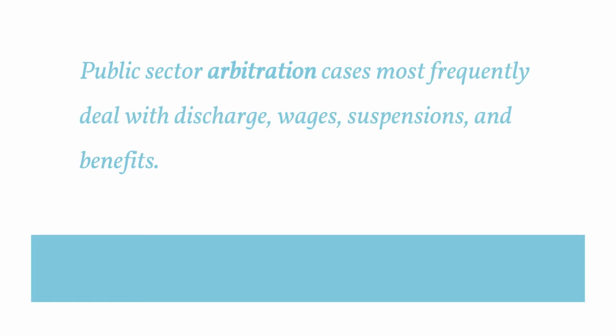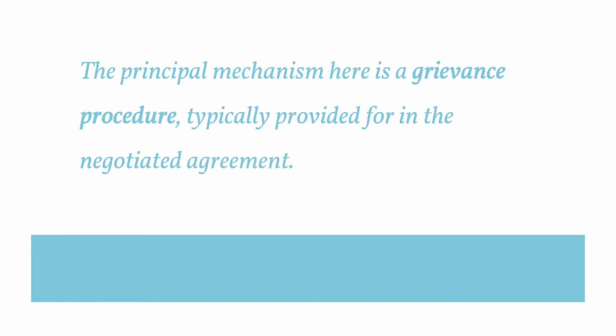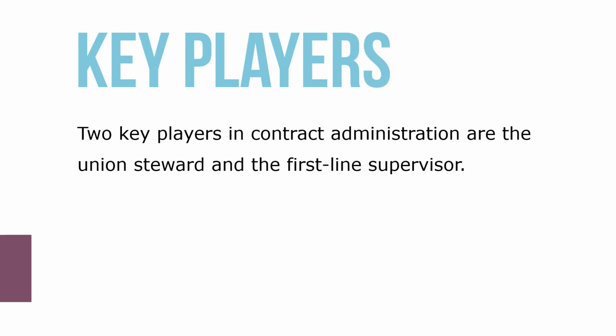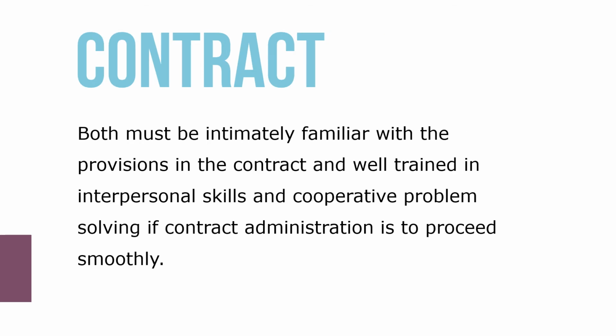Public sector arbitration cases most frequently deal with discharge, wages, suspensions, and benefits. The principal mechanism here is a grievance procedure typically provided in the negotiated agreement. Grievance procedures lay out the available steps or levels to resolve disputes about contract interpretation or implementation. Two key players in contract administration are the union steward and the first-line supervisor. Both must be intimately familiar with the provisions of the contract and well-trained in interpersonal skills and cooperative problem solving if contract administration is to proceed smoothly.